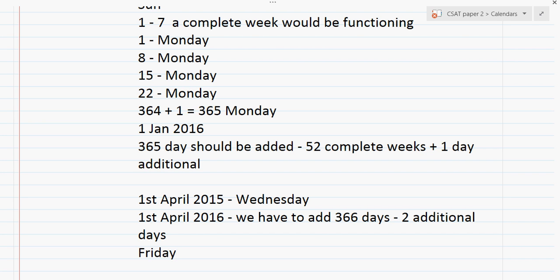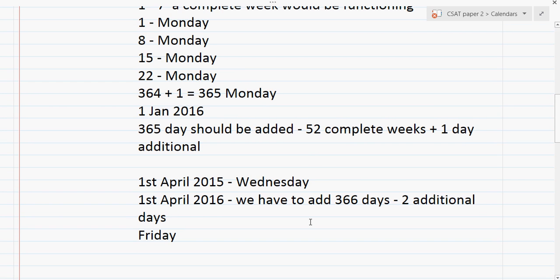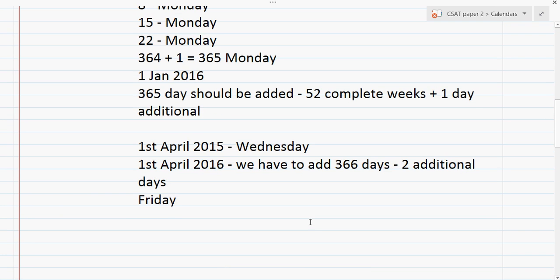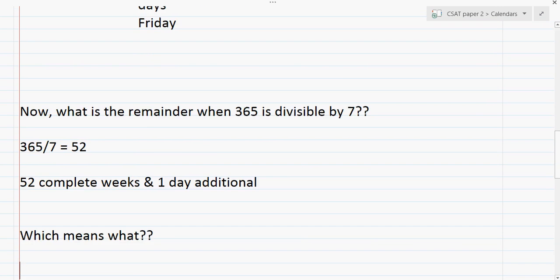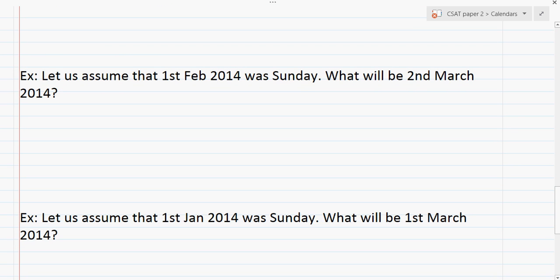So we have to calculate those additional days and see what is the day on that particular date, right? Let's take a very simple example. So if 1st February 2014 was Sunday, what should be 2nd March 2014, right?